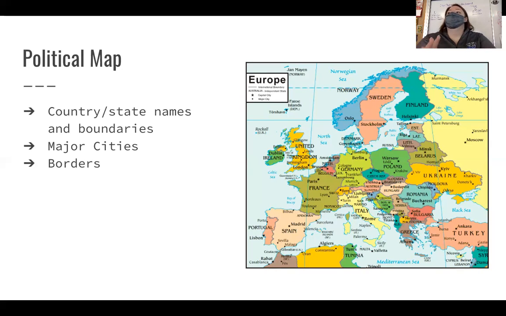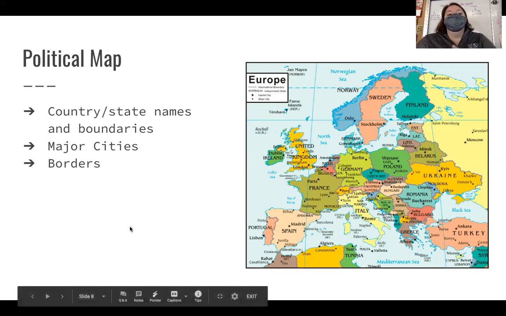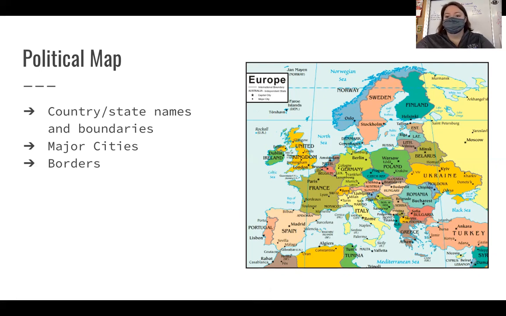We call it a political map because countries are not defined by physical features. Countries are not defined by any imaginary lines that are in the earth, right? It's lines that we have created through politics or through governments, through claiming, basically. So that's why we call it a political map. So it has countries, state names, boundaries. They have major cities on them most of the time. Like in this one of Europe, they have capital cities and major cities that are outlined, and we can tell through this legend. And then obviously borders of those countries, or major borders in between multiple countries.